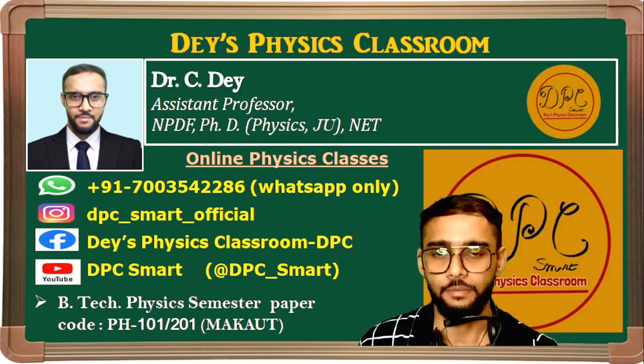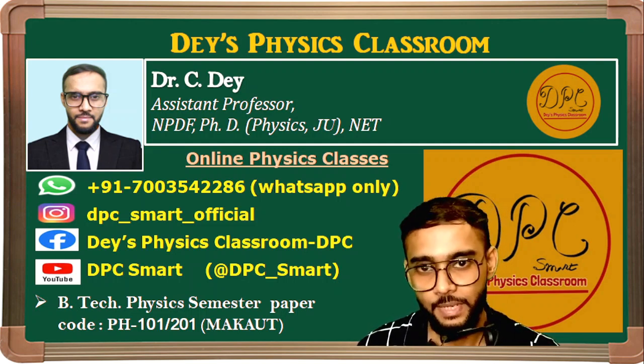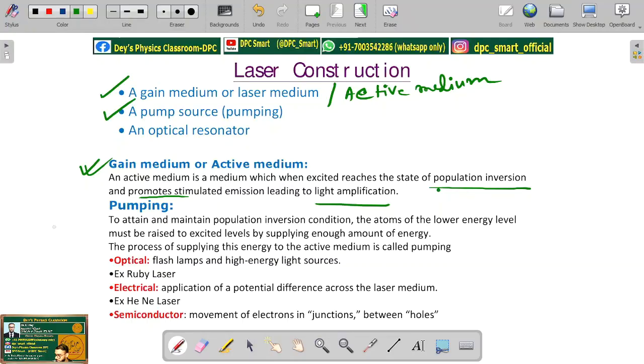And that process of applying enough energy to the active medium or gain medium is called pumping. So pumping is done to attain and maintain the population inversion condition: atoms of the lower energy level must be raised to excited levels by supplying enough energy. The process of supplying this energy to the active medium is called pumping. Pumping can be of different types.